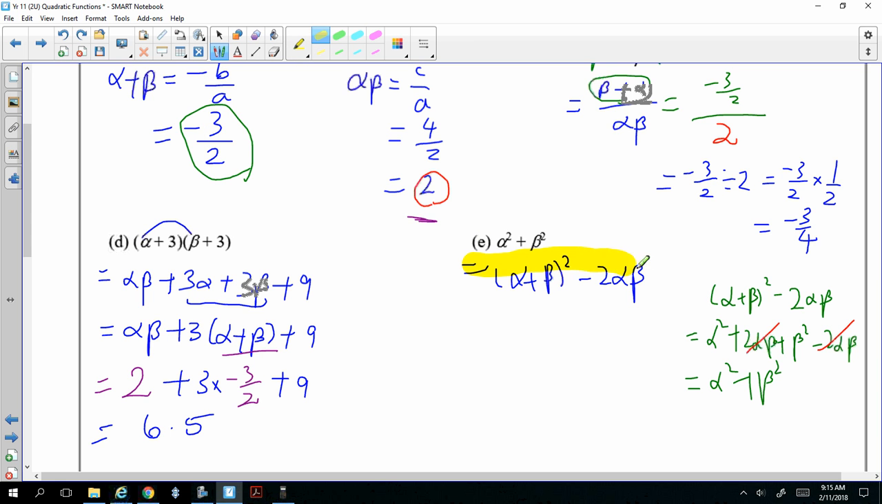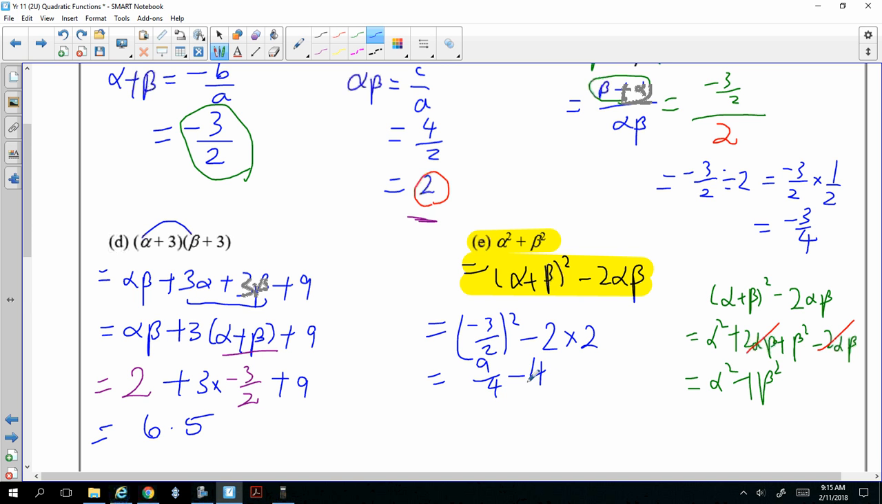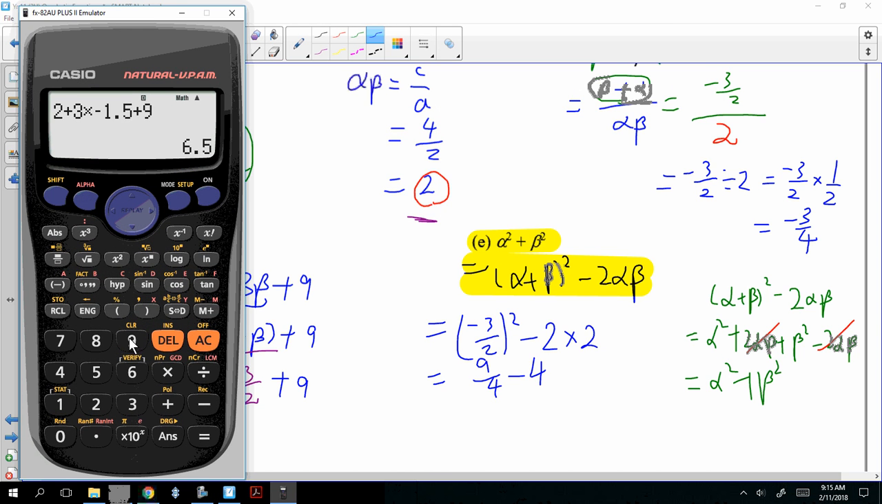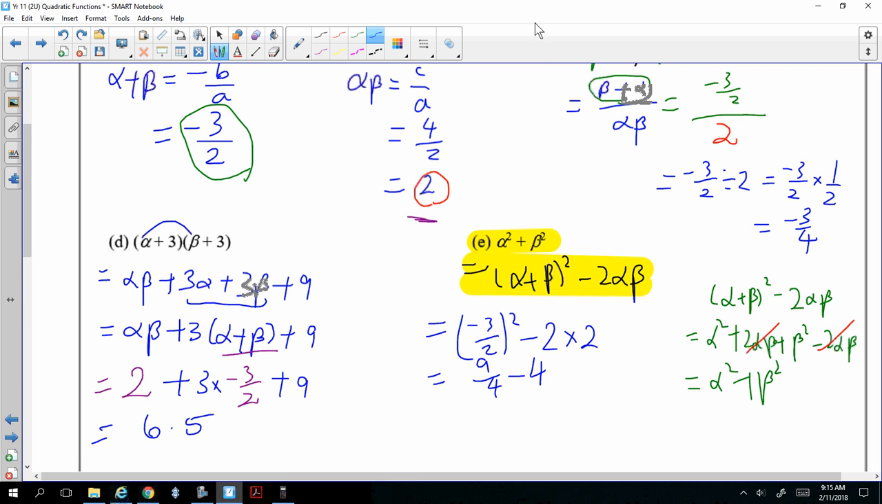Okay? So I'm going to go like this. Okay, let's try to do that. So the sum alpha plus beta is negative 3 over 2 square minus 2 times the product, 2. Yep. Using a calculator, you get 9 over 4 minus 4. So you just go 9 over 4 minus 4. You get this, okay, negative 7 over 4. Okay, negative 7 over 4. Any question? Pretty good?